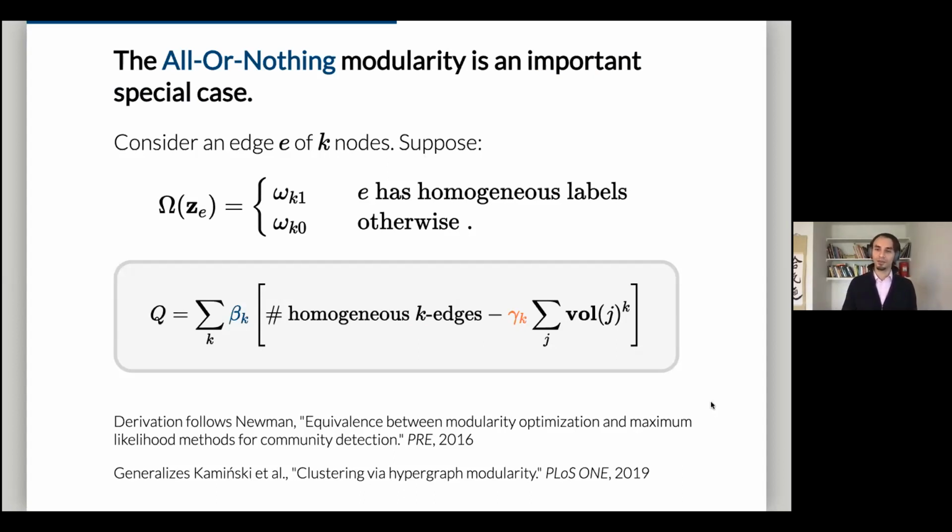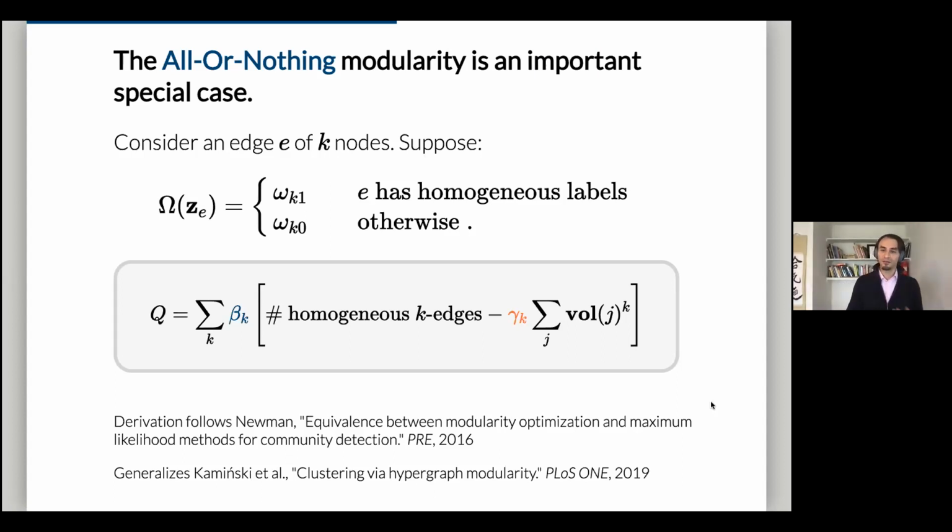Now, one thing about this omega function is that it can depend on the size of the edge. So we can say, okay, for each possible size of edge, I'm going to ask whether that edge has homogeneous labels. And then I'm going to give it a parameter or a value for the affinity function that depends on the edge size and whether the labels are homogeneous. If you do some algebra here, you can simplify the modularity objective considerably, resulting in this expression we have in the gray box now.